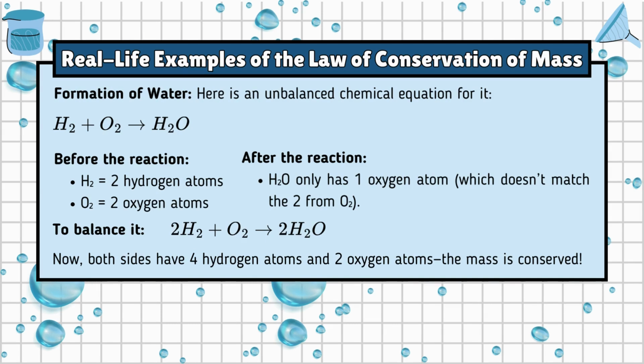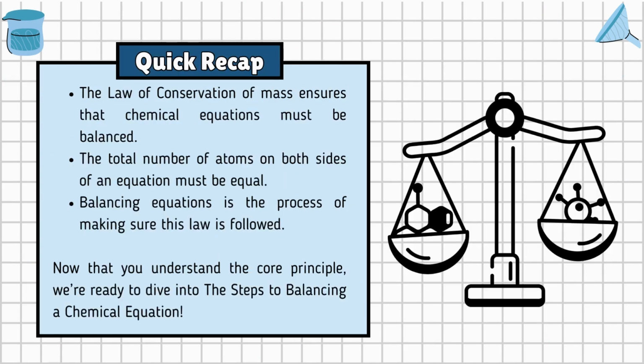So, to balance it, what do we do? We put a coefficient of 2 in front of hydrogen, and a coefficient of 2 in front of water on the right hand side. Don't worry, I'll show you the step-by-step process for how this was achieved. Now, both sides have 4 hydrogen atoms and 2 oxygen atoms. In this case, we have obeyed the law of conservation of mass.